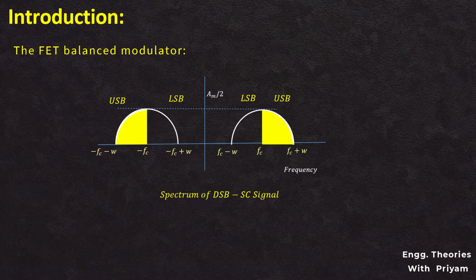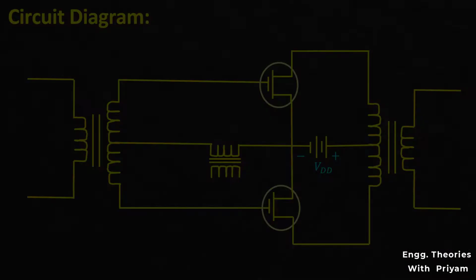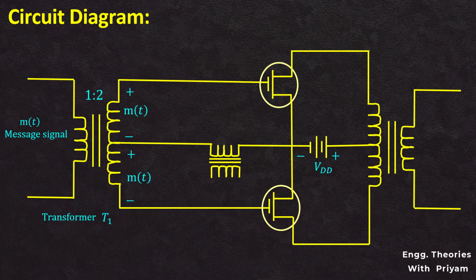FET balanced modulator uses a field effect transistor such as JFET or MOSFET for the generation of the DSB-SC modulated signal. Let us look at the circuit diagram of the balanced modulator by using FET. The modulating signal is applied as an input to the primary of the input transformer T1 and the secondary of the transformer T1 is center tapped with the ratio 1:2. This center tapped secondary side of the transformer T1 generates two modulating signals having 180-degree phase shift from each other. So the generated modulating signals are MT and -MT.